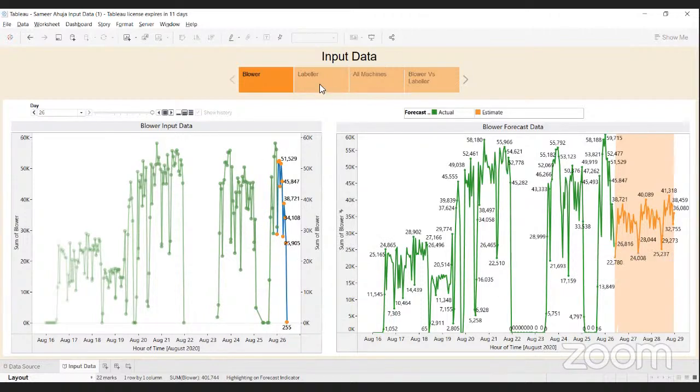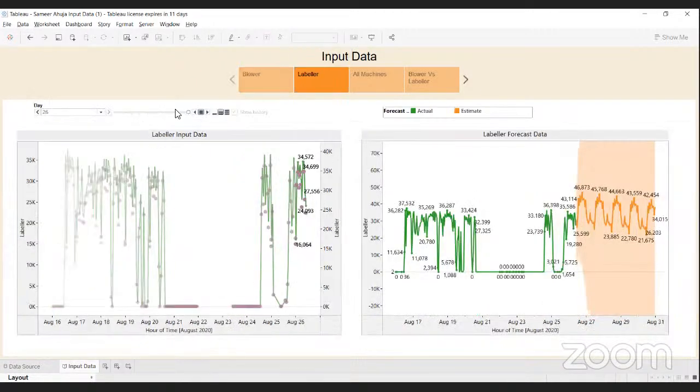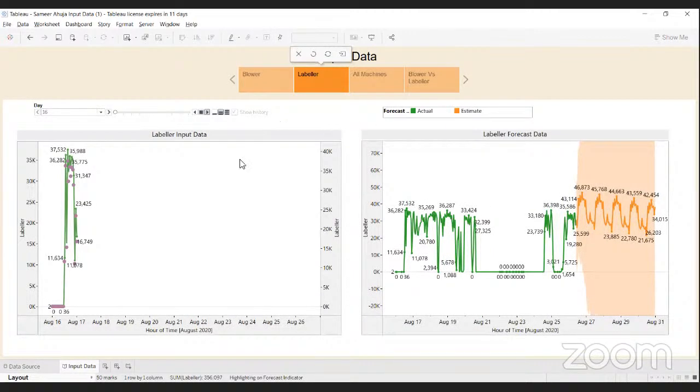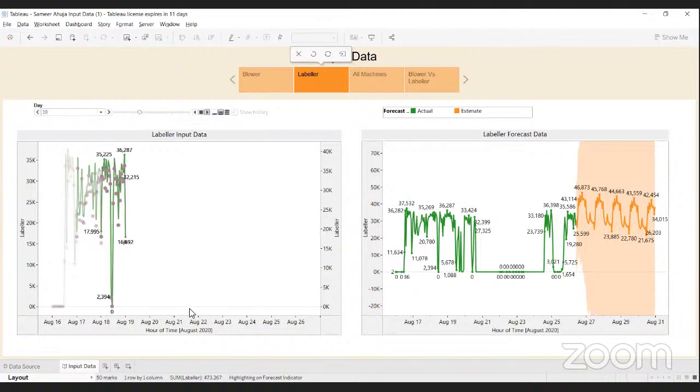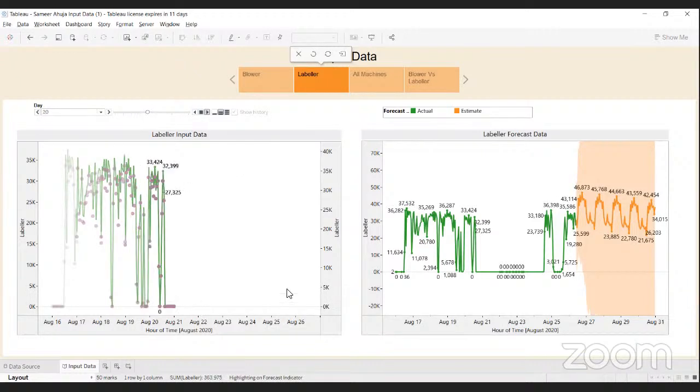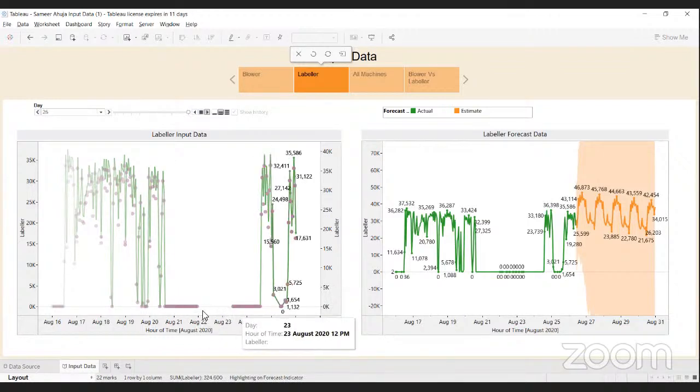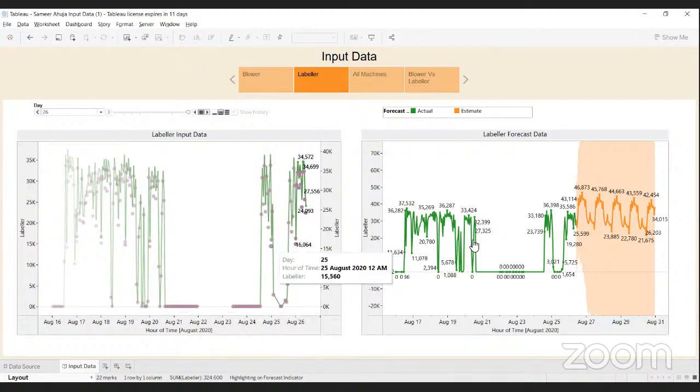The same thing has been implemented for the labeler machine as well, where you have a view to see how the labeler machine is performing with the readings against time. And of course, compared to the blower, the labeler has more downtime. This is just analyzing the data and coming out with some inferences on how the data looks. We have also used native forecasting for both the blower and the labeler machine.